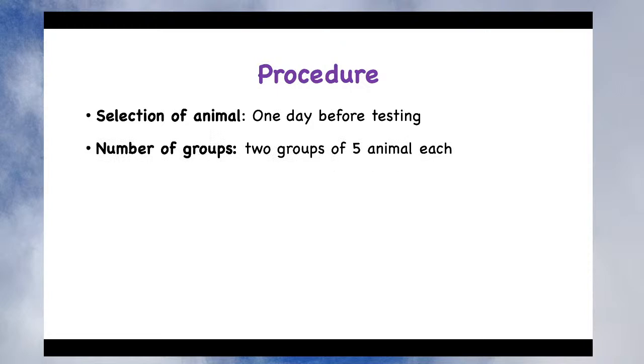For the number of groups, for the study you are using 2 groups of 5 animals each. The first group is the control or vehicle group, where you give only vehicle to the animal, no drug, right? The second group is the treatment group, where you give the treatment to the animal. So the number of groups is 2. The electrical shock you are giving is 150 milliampere for 0.2 second; you must remember this.